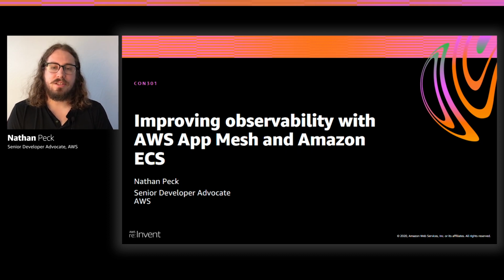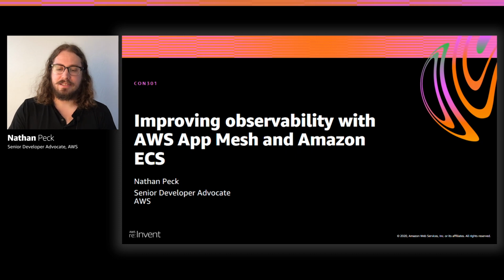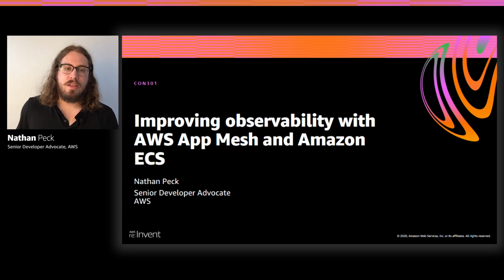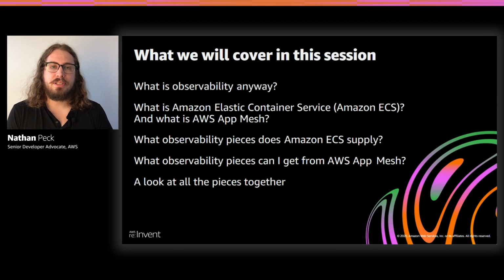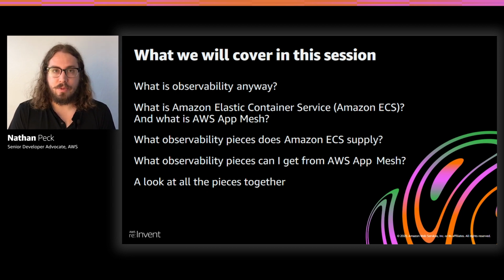Today I'm going to be presenting to you on how you can improve observability for your applications using AWS App Mesh and Amazon ECS. By the end of the session, my hope is that you'll be able to answer a few questions. What is observability anyway? What is Amazon Elastic Container Service? And what is AWS App Mesh? What observability pieces does Amazon ECS supply? What observability pieces can I get from AWS App Mesh? And then I'm going to show a little look at what all of these pieces look like when they're put together.